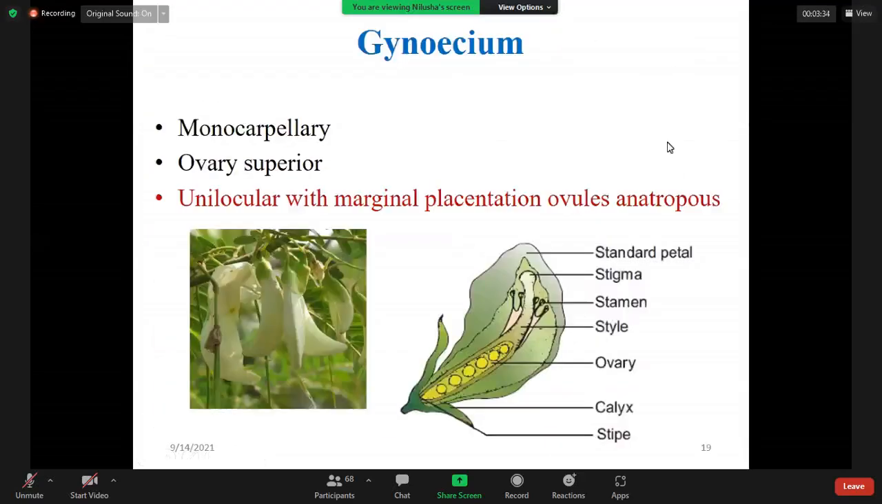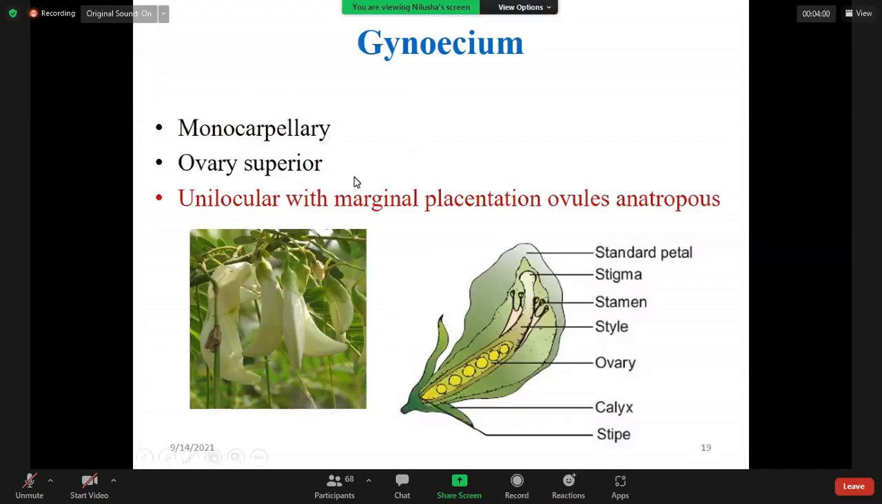Now we will see the gynoecium. What is the gynoecium? Female reproductive structure. Yeah. Gynoecium is the female reproductive structure found in the flower. It consists, I think you all know, of stigma, style, and the ovary.